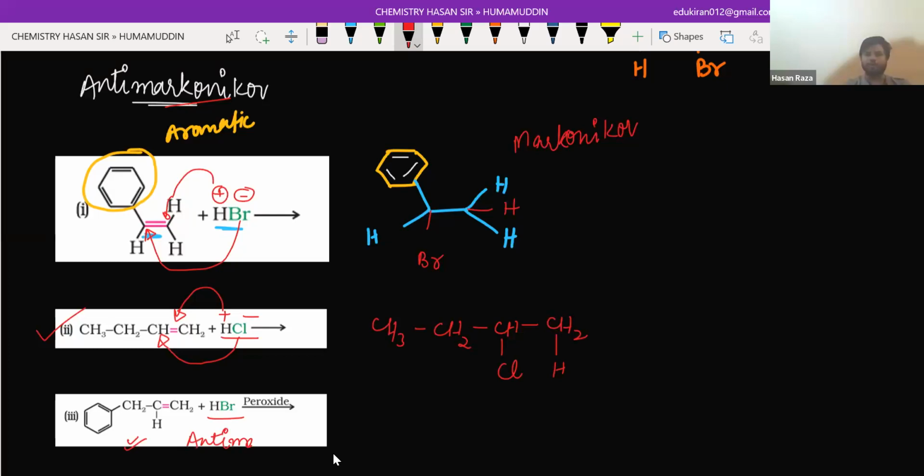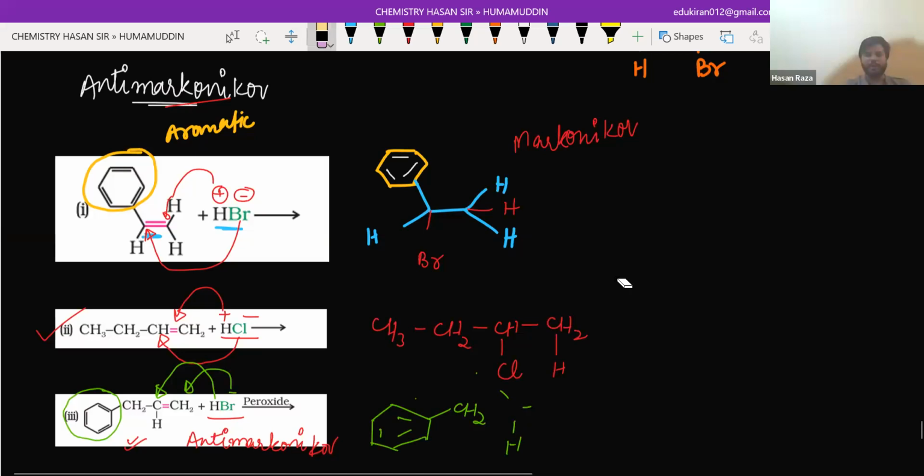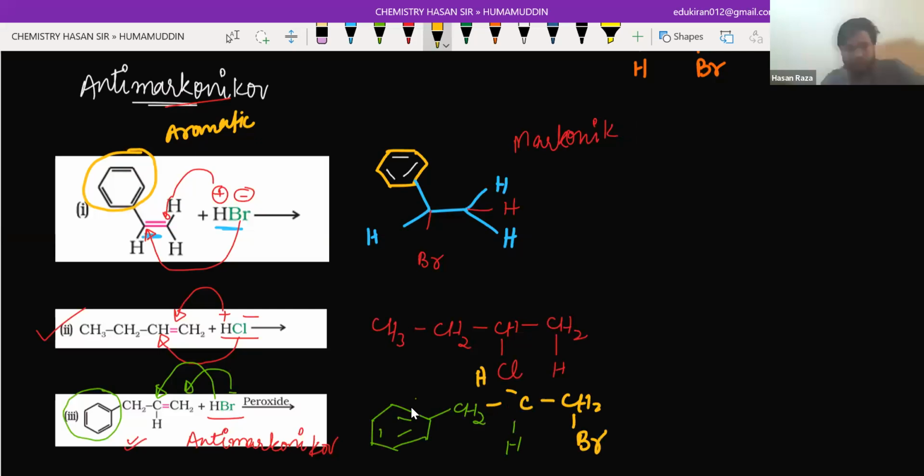And you are not going to do anything with this because it is an aromatic compound, a highly stable compound. So the benzene will be as it is, and the rest part you need to change is this. Hydrogen will come here, and then CH2 bromine will come. This is your anti-Markovnikov. I think it's clear to you.